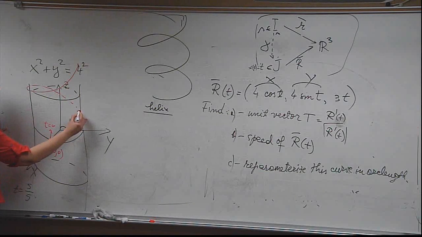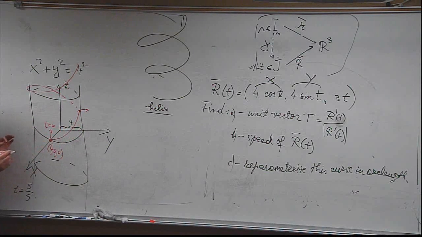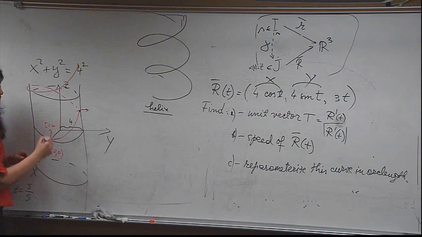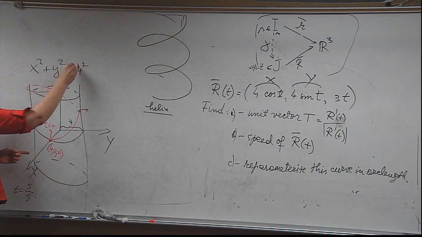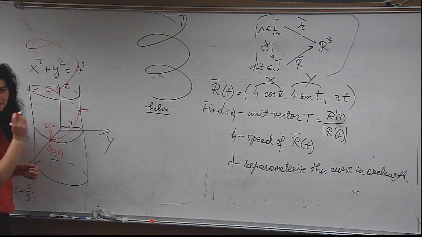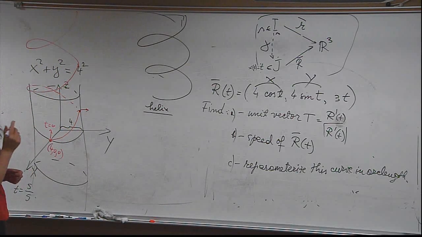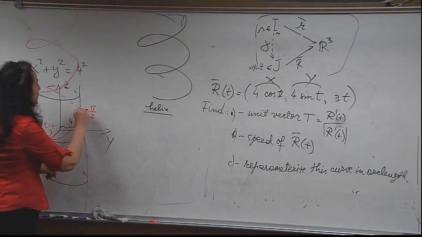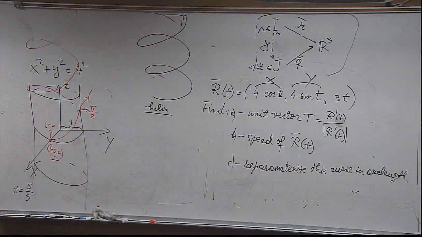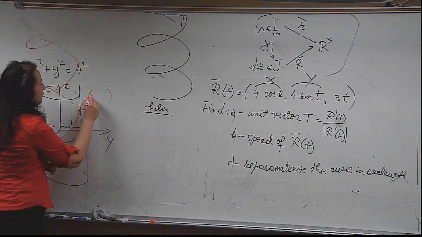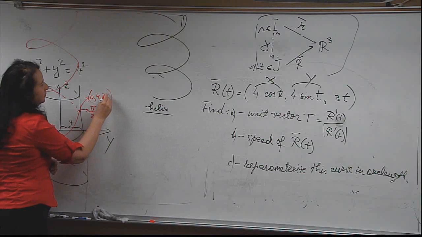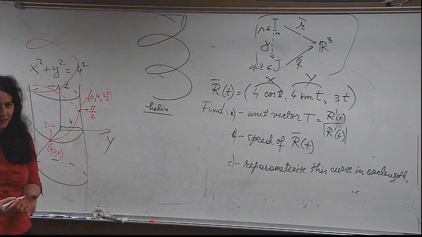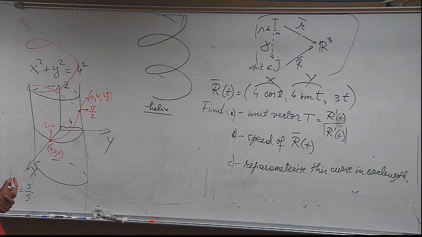Can somebody tell me at what time I'm going to be here? Not at 1:50, but what time am I going to be at this point? And then I continue and I go up, and I continue and go up. Pi over 2, excellent. And can you tell me what point it is in space in R3? Like in pi over 2, you can do it faster than me. 0, 4, and 3 pi over 2, and I keep going. So this is the helicoidal motion I'm talking about.